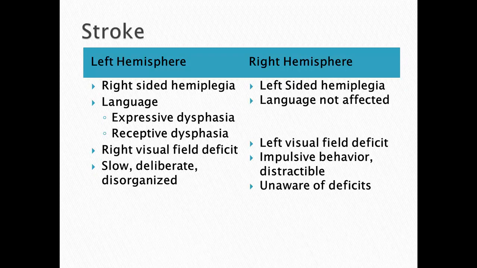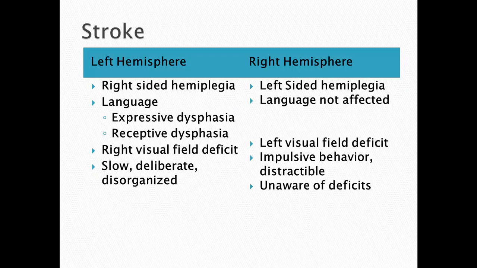In a left hemisphere stroke, you will usually see, once again, keeping with that idea of what's happening on the right side of the brain, a right visual field cut. And frequently someone who's had a left hemisphere stroke will have very slow, deliberate, but potentially disorganized action.